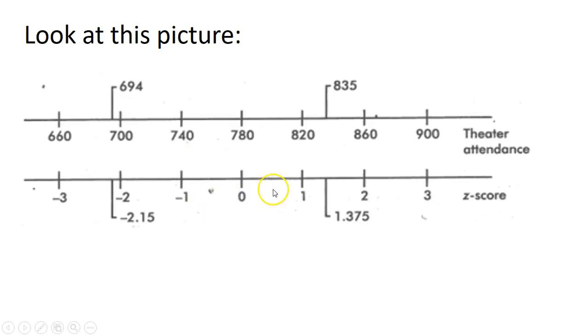So what I did here was I just showed you, hey, look, that is where 835 is, and that's roughly where 1.375 is. Here is where the 694 is roughly, and this is where the corresponding z-score is to it, just so you can see in comparison. They still match, okay?